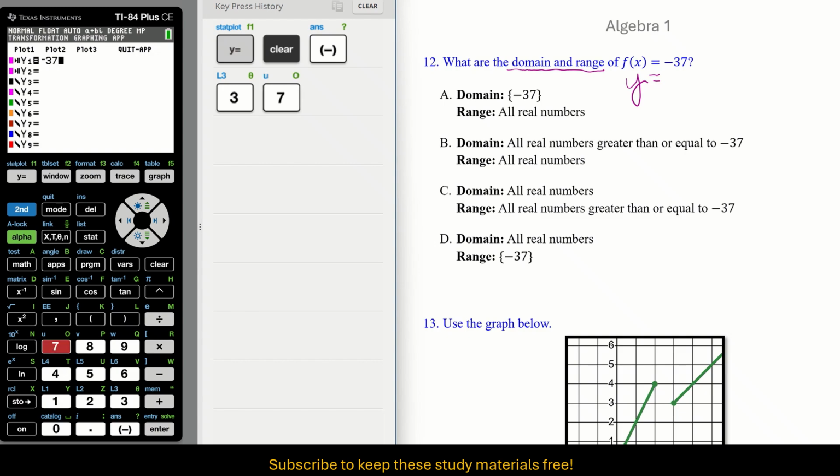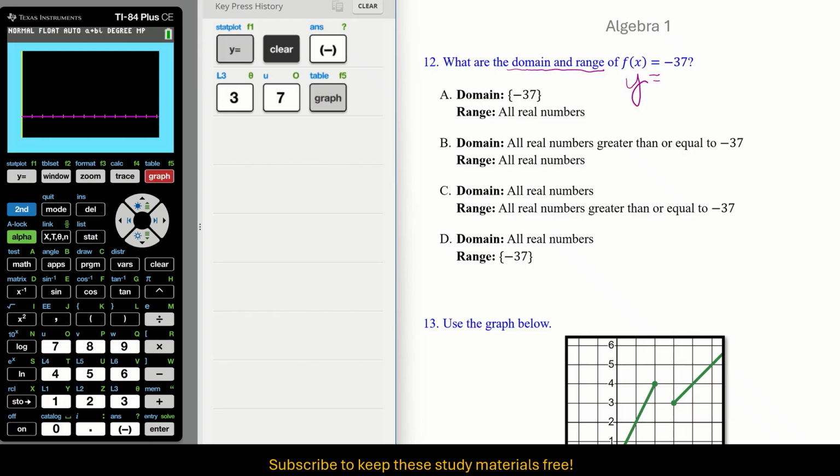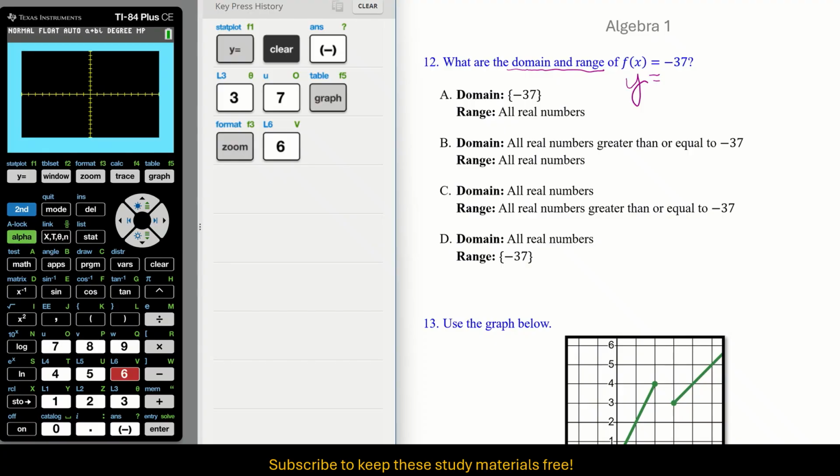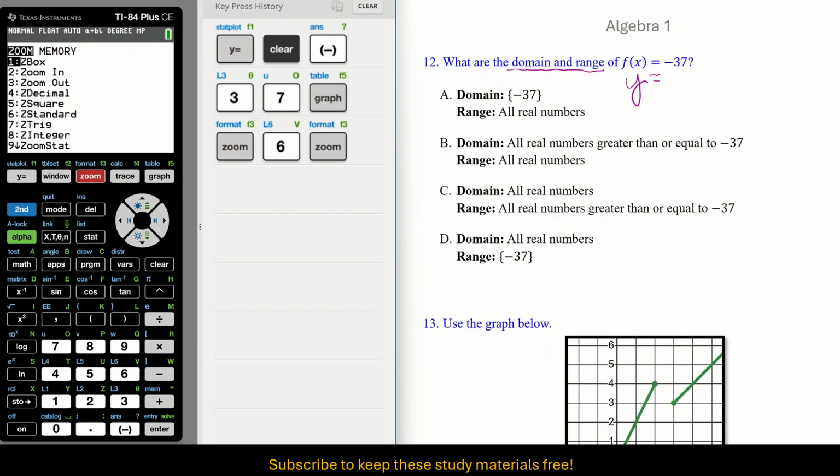Now we could look at the table or let's just look at the graph and see what happens. So graph it. Okay, that isn't going to help us because we have a zoom issue. Your calculator may pop up right away. If it doesn't, don't think you did it wrong. Always try your zoom. I like zoom stats, a good one, but let's do standard. So let's go 6. Okay, it's negative 37, so that's not going to do.